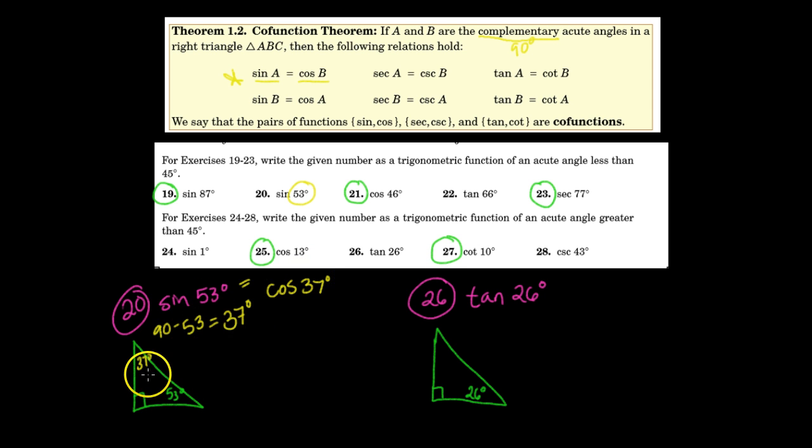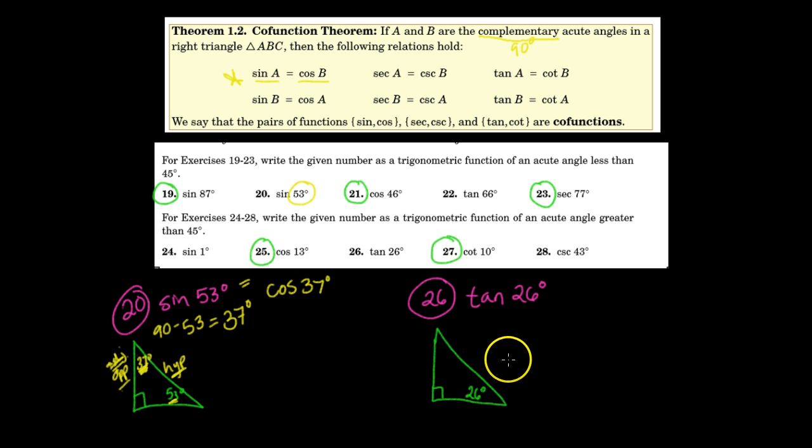Okay, but why I'm drawing the triangle is I just wanted to point out that the sine of 53 would be opposite over hypotenuse. But the cosine of 37 would be the adjacent leg over hypotenuse. So do you see that these are the same? Because for the 37-degree angle, it's its adjacent leg. For the 53-degree angle, it's the opposite leg.